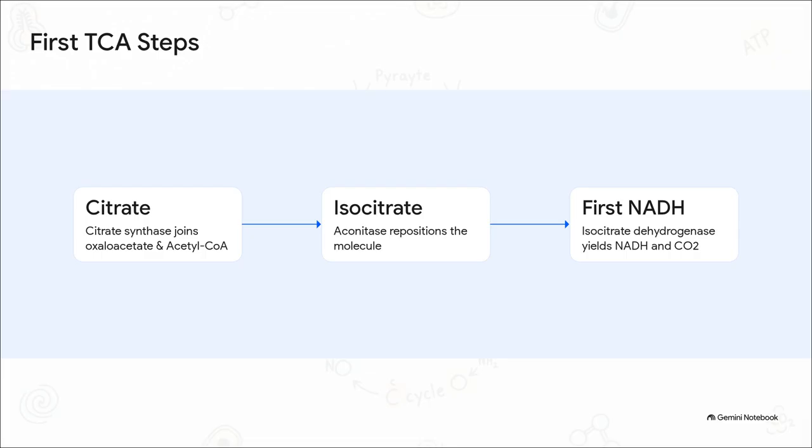But step 3, this is a major control point. The enzyme isocitrate dehydrogenase steps up. Dehydrogenase is a huge clue here. It means we are stripping away hydrogens and electrons. So here, we lose our first carbon as CO2, and NAD+ picks up our first batch of electrons to become NADH. We just loaded our first delivery truck.